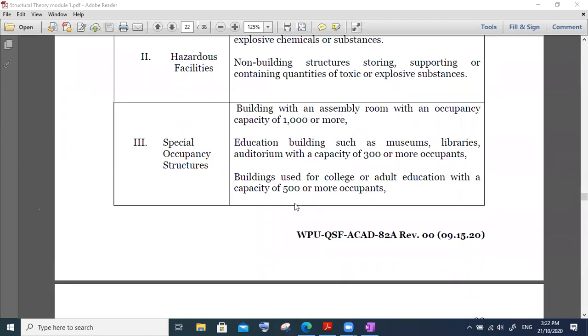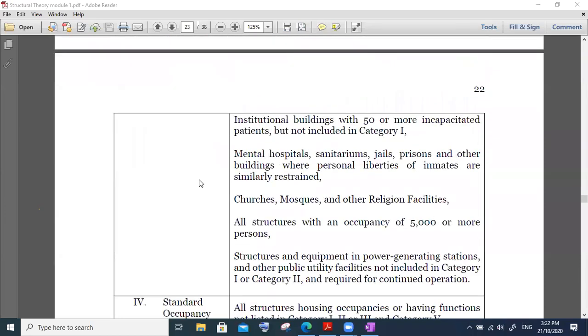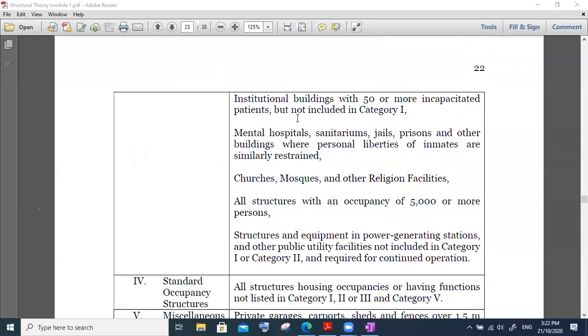Building used for college or adult education with capacity of 500 or more occupants, then those are under the category 3. The institutional buildings with 50 or more incapacitated patients, but not included in category 1. Bakit hindi siya included sa category 1? Sa category 1, those are the health structures na kasi nakalagay doon, 'di ba? Doing the surgery. So yung hindi gumagawa ng surgery, it would be under the category 3.